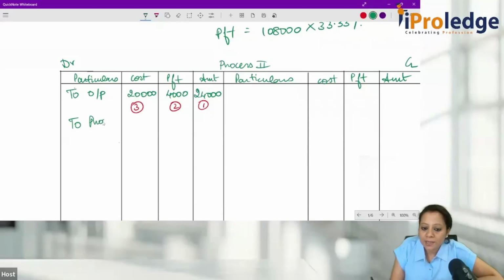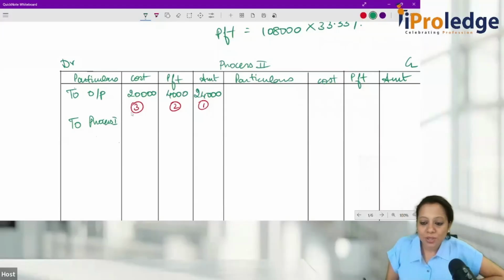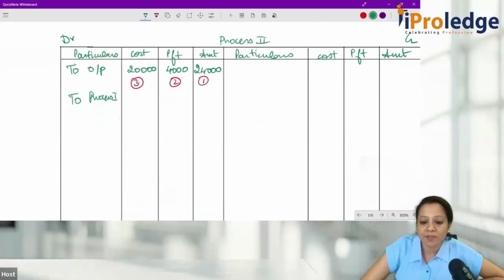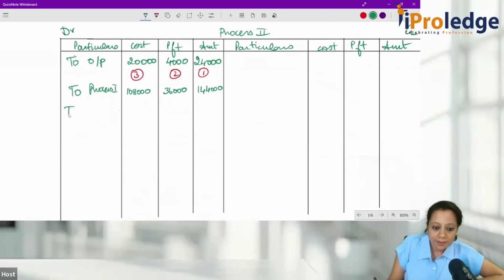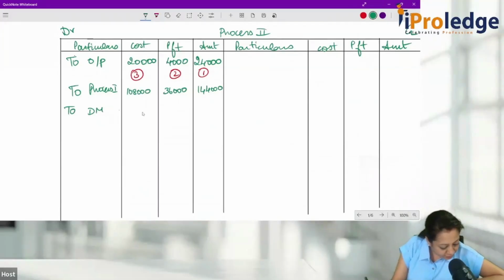Then we will proceed to the next one. That is going to be 2 process 1, because it is by process 2. So here it is 2 process 1: 1,08,000, 36,000, and 1,44,000. Then, as usual, we will have our direct material, that is going to be 42,000 and 30,000. Direct wages 30,000.